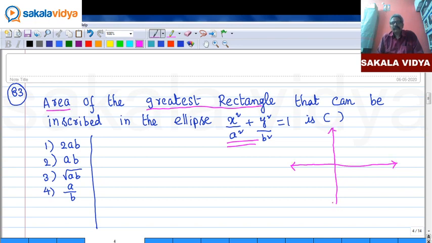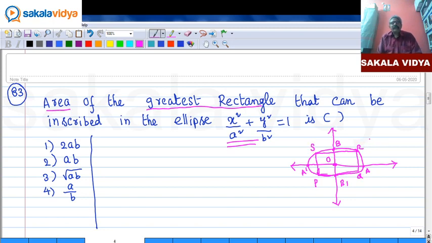So now this is the ellipse. Say this is A, this will be A dash, B, and this will be B dash. This is the center of the ellipse, say O. Now a rectangle is inscribed here, the greatest rectangle, say P, Q, R, S.